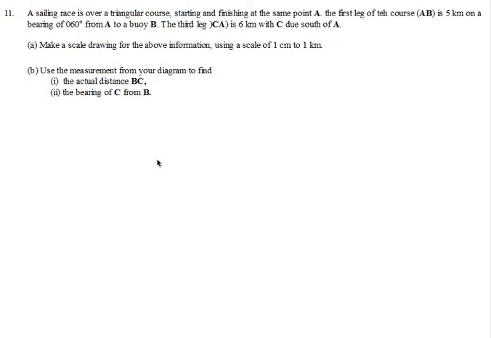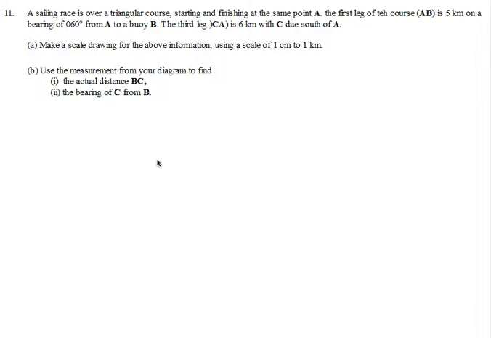This is question number 11 from the 2000 BGCSE core/extended paper 2. A sailing race is over a triangular course, starting and finishing at the same point, A. The first leg of the course, AB, is 5 kilometers on the bearing of 60 degrees from A to a buoy B. The third leg, CA, is 6 kilometers with C due south of A.